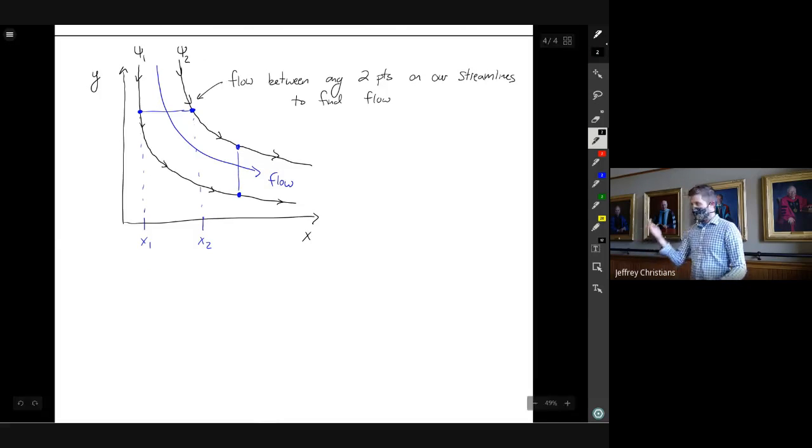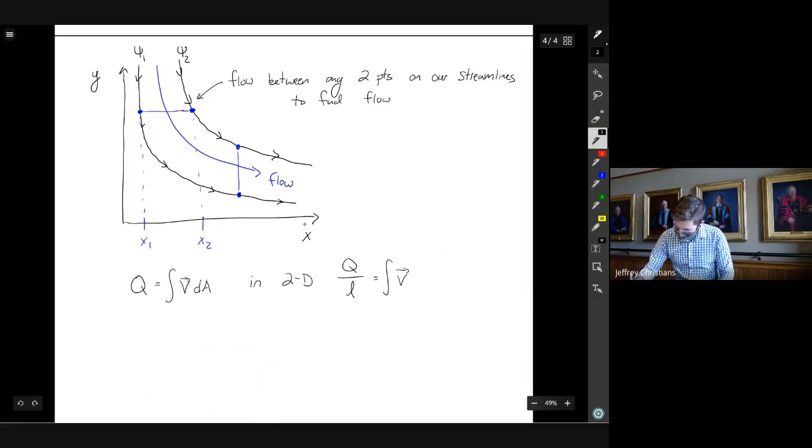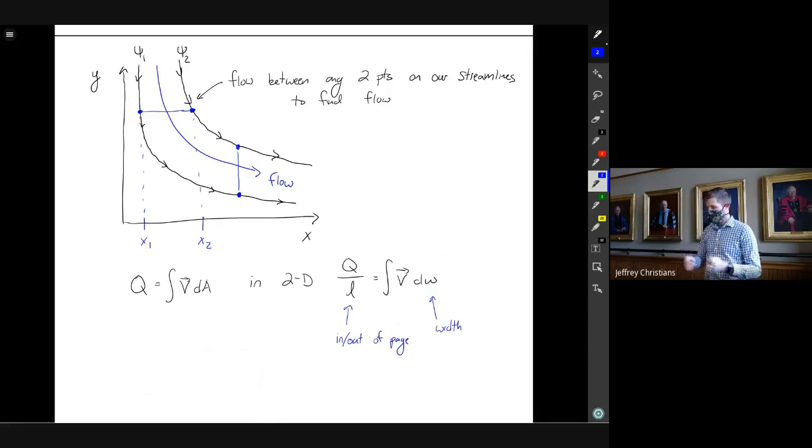To find the flow, we would integrate the velocity over the area, right? Q equals the integral of velocity dA, which in 2D we could write as Q over L equals the integral of the velocity d width. So this is the in and out of page, the width of the line over the whole line.